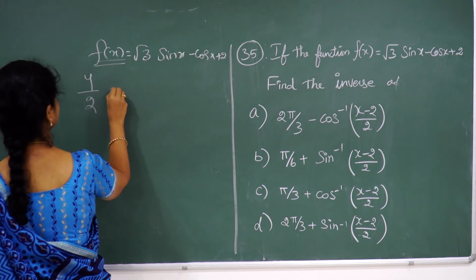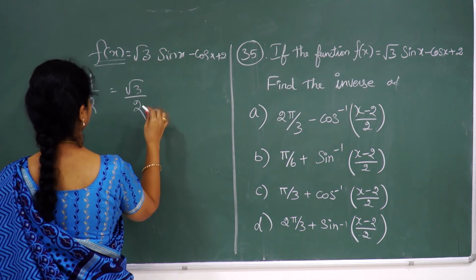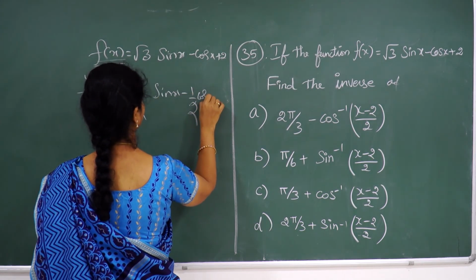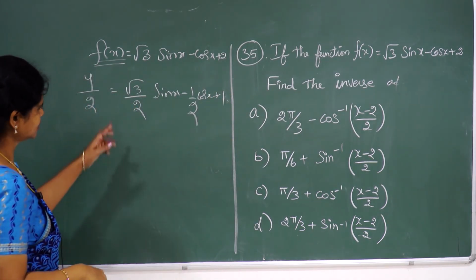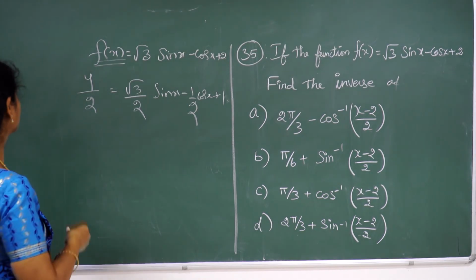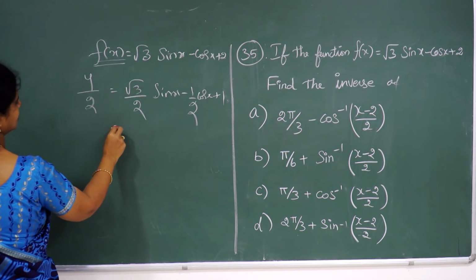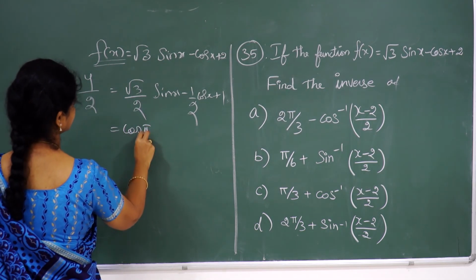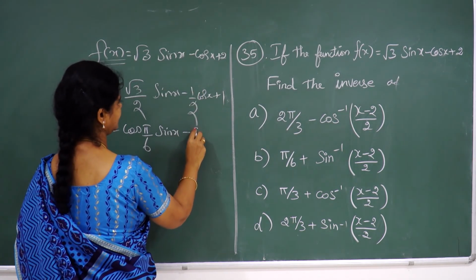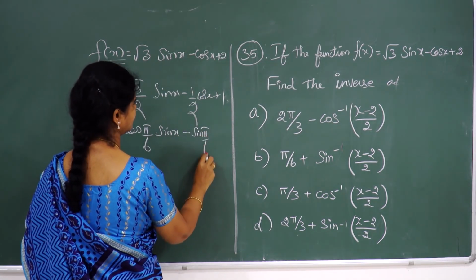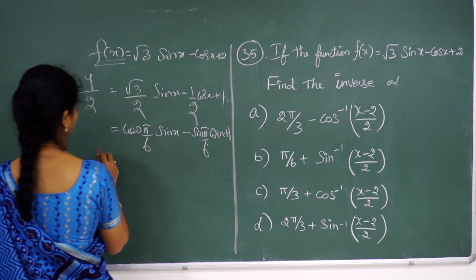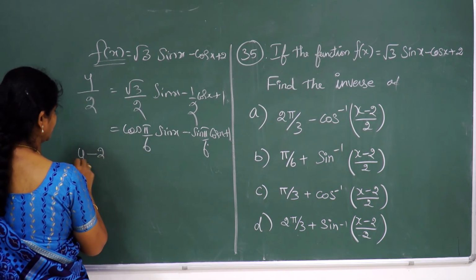So y by 2 is equal to root 3 by 2 sin x minus 1 by 2 cos x plus 1. Okay. So next this root 3 by 2, it exists in the function. This is cos 30 degree, that is cos pi by 6, and the 1 by 2 value is sin pi by 6. Same angle you have to take: sin pi by 6 cos x plus 1. Okay, you bring this 1 to this side. So you get y minus 2 by 2.